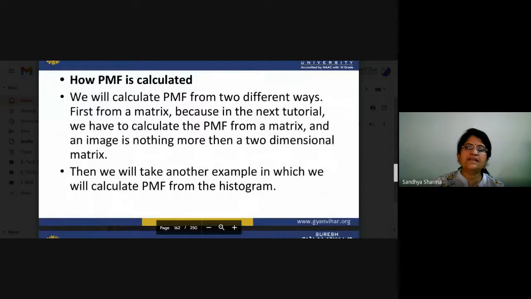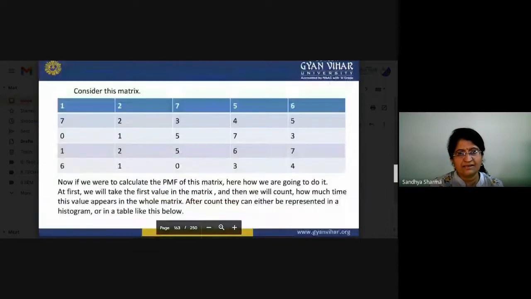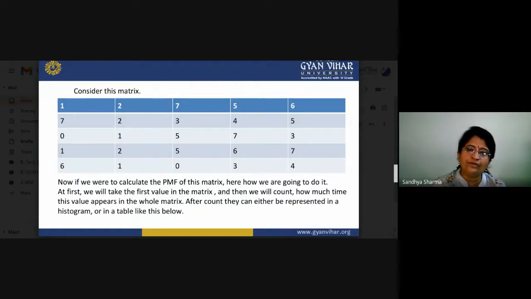How is PMF calculated? We can calculate the PMF in two different ways. First, from a matrix, because an image is nothing more than a two-dimensional matrix. Then we will take another example to calculate the PMF. First of all, consider the matrix. Here we are given a 5 by 5 matrix, and if we were to calculate the PMF of this matrix, how are we going to do it?